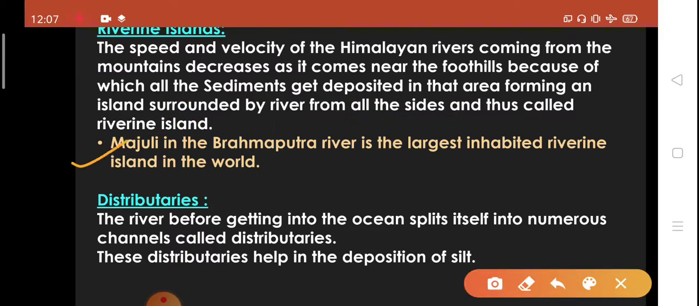Okay, this is a did you know fact that is given in your book, that Majuli in the Brahmaputra river is the largest riverine island that is there in the world.